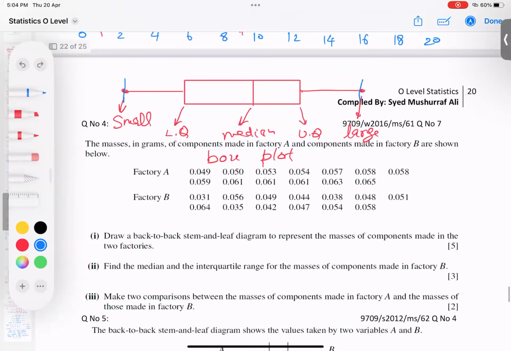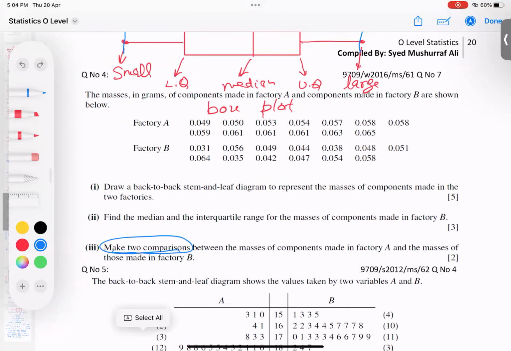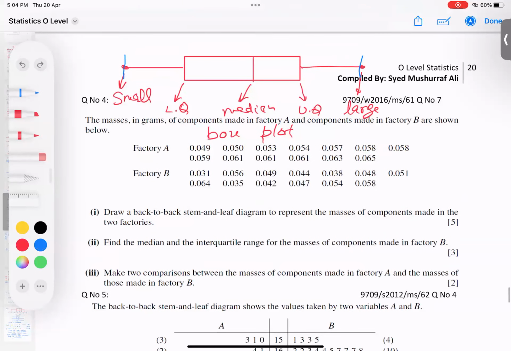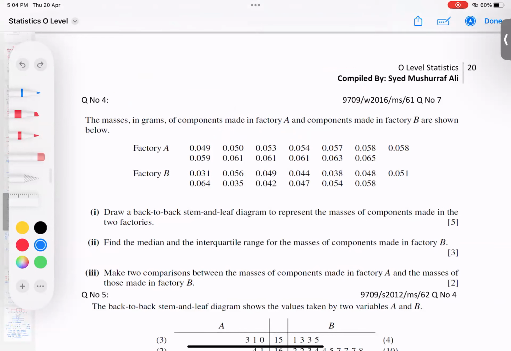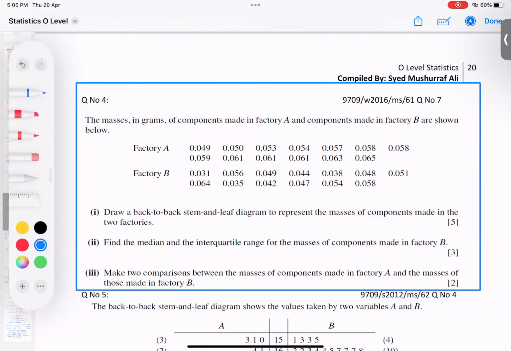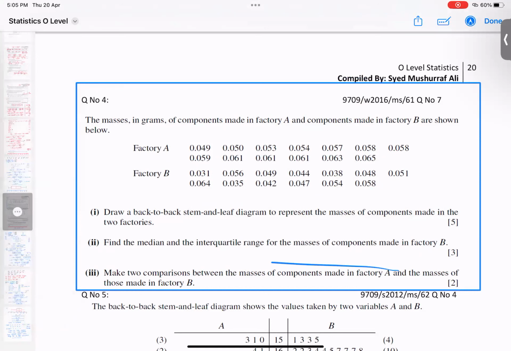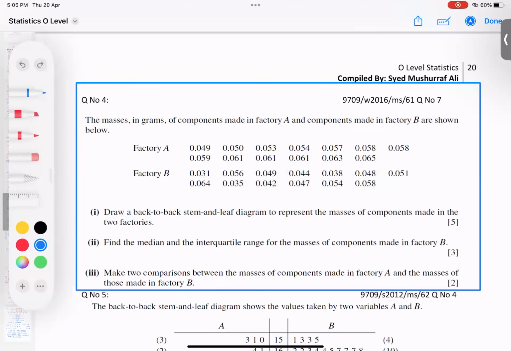I'm going to give one question and you will be able to solve it. Look here: make two comparisons between masses of components from factory A and factory B. These kinds of things are very important. Do me one favor before I take your questions. Solve this question now, and let me check, is there any deviation? No, median and interquartile, but only factory B he's asking about. Factory A we will discuss later in the comparison, but first you try this question yourself, take your time, then I'll do it myself.